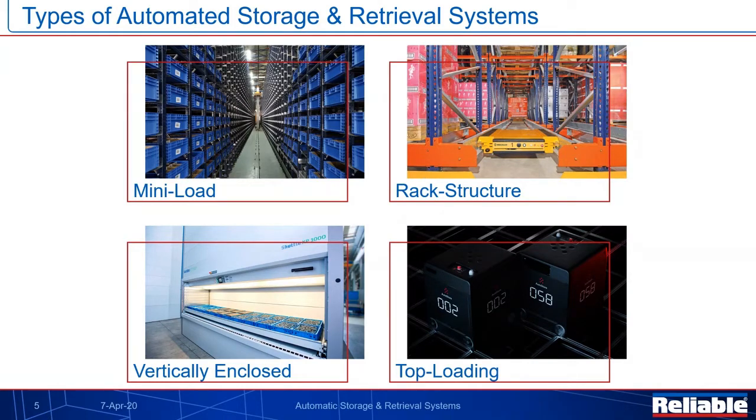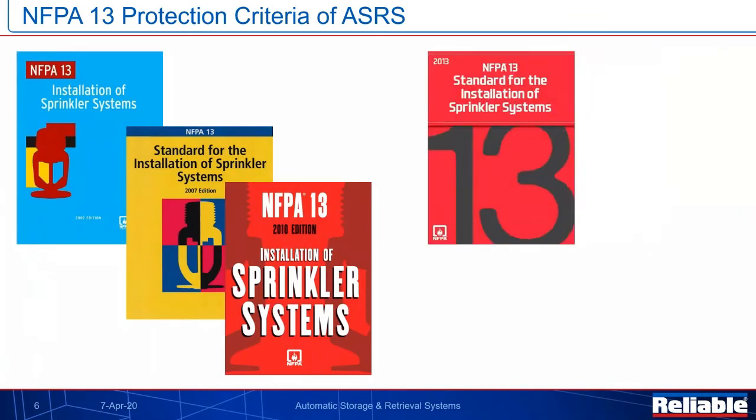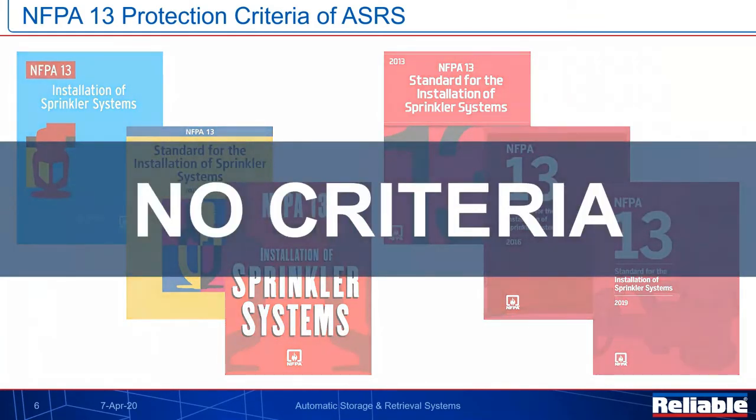The thing about all four of these different types of automated storage and retrieval methods that we're looking at here is that we will not find criteria in any of the NFPA 13 documents that we work on today. And these are, you know, mainly the law of the land, what has been the adopted code that we're supposed to be installing sprinklers under. When we come across this situation where we don't have criteria inside of the adopted standard and codes that we work under, we have to find something.